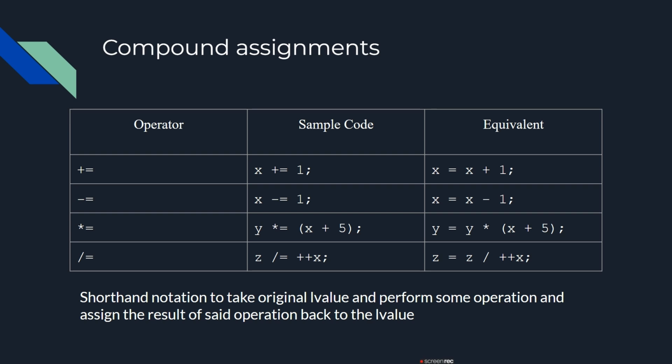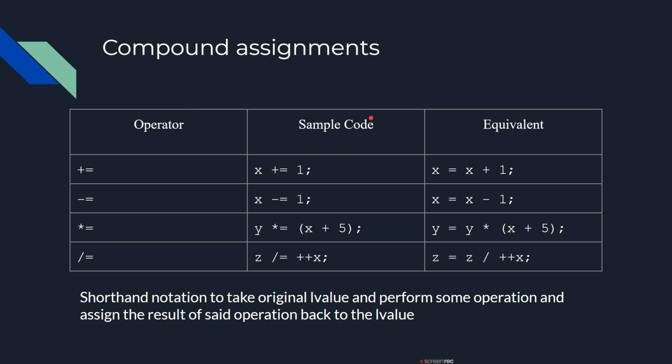Now before we go ahead and begin solving operators 3.4, let's talk about compound assignments for a little bit. Compound assignments in C/C++ are a shorthand notation to take the original L value and perform some operation and assign the result of said operation back to the L value. What does this mean? Well, here we have four examples. Here we have the addition, subtraction, multiplicative, and divisional compound assignments.